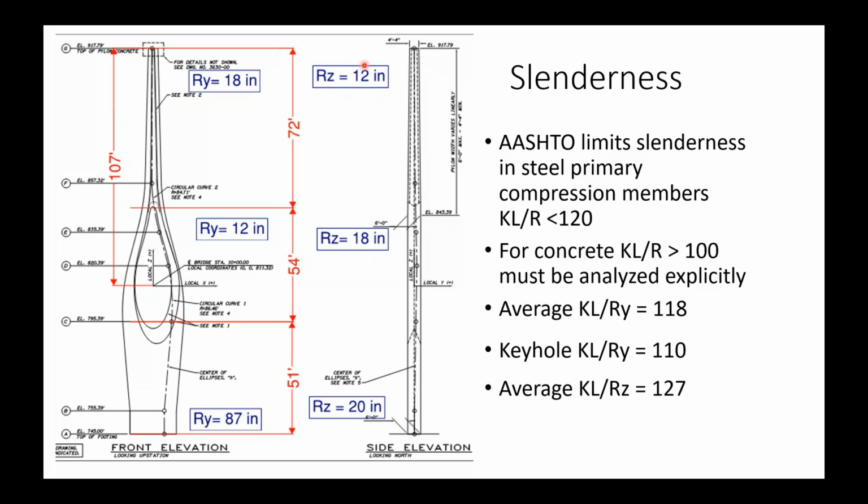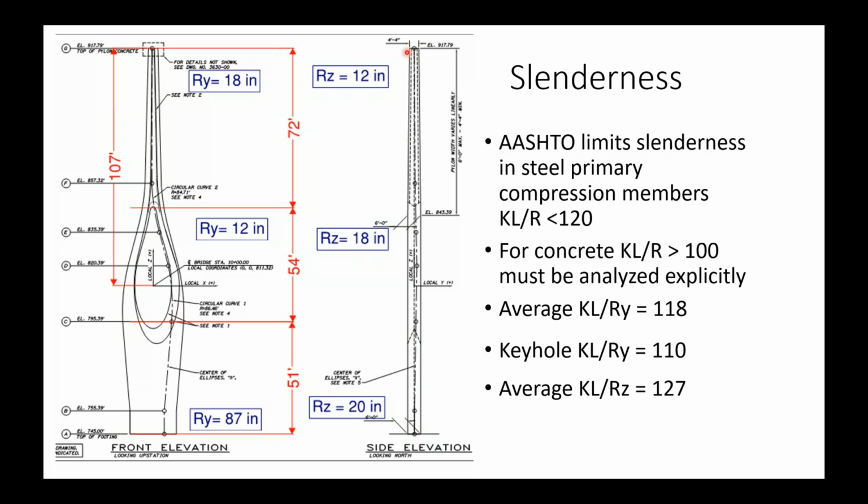But the difficulty in this direction is calculating the K value. What is the K value in this equation? If you think about this as just a tall cantilever pylon, the K value would be 2.0, which would make this very slender and probably not workable. It would be above 200.